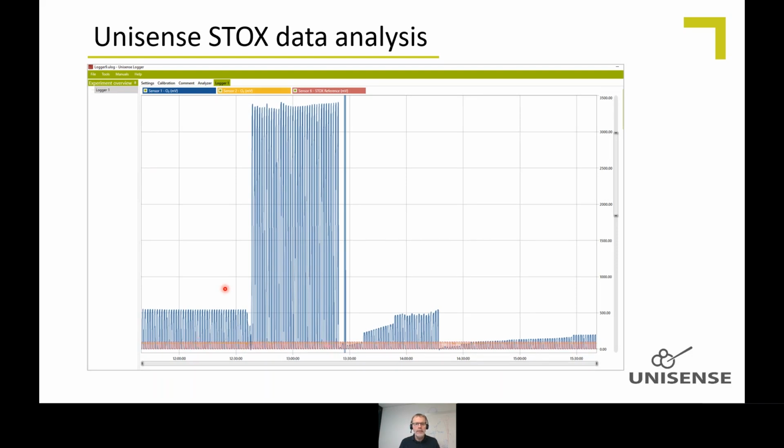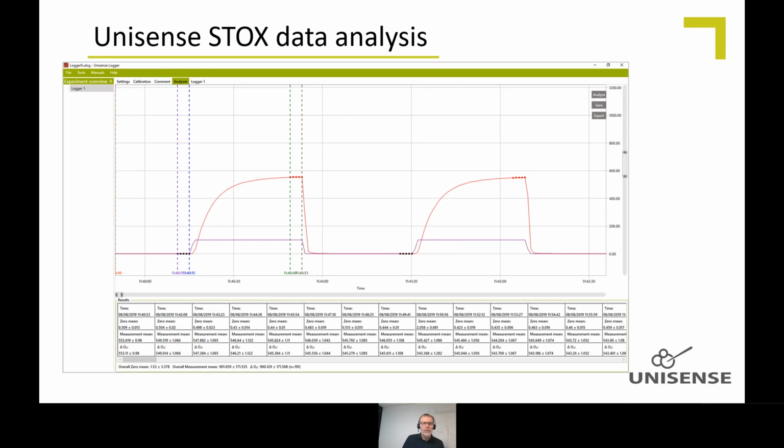In this case, there was oxygen added here. We had a high oxygen removed here and low oxygen and increased again and so on. The way this works is that if you have a STOX data set, then you will have access to this analyzer here. It's not shown if you don't have a STOX data set. What you need to do is define the periods in the data set where you want the zero signal and where you want the measurement signal.